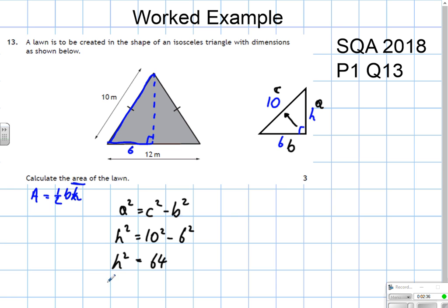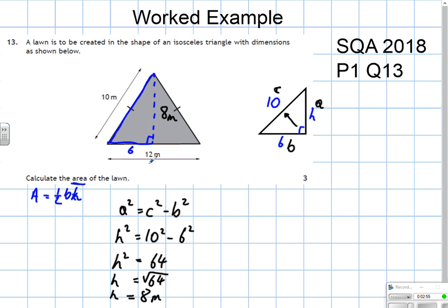And just like previously, I don't want h squared, I want h, so I'm going to take the square root of 64, and that works out to be 8, and I'm checking the units, it is meters. So this distance here is now 8 meters. That's the height of the triangle.